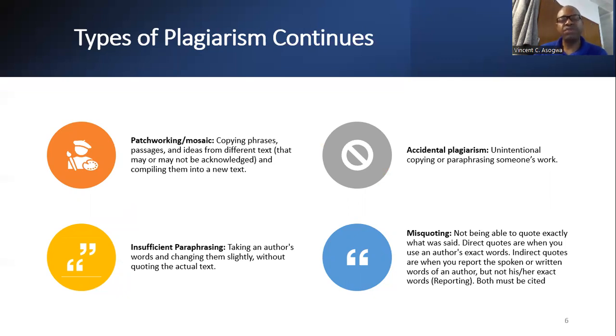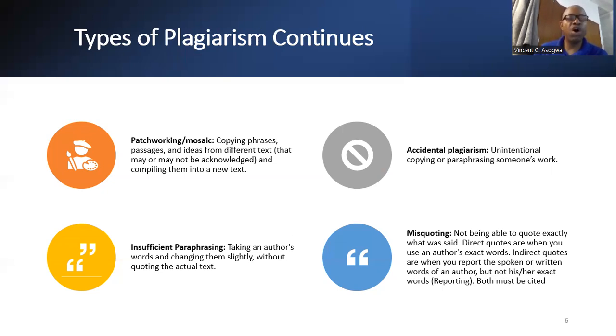We also have accidental plagiarism. This is unintentionally copying or paraphrasing someone's words. Sometimes you may stay at home on your own without consulting any material, and decide to write something using your own words and ideas.